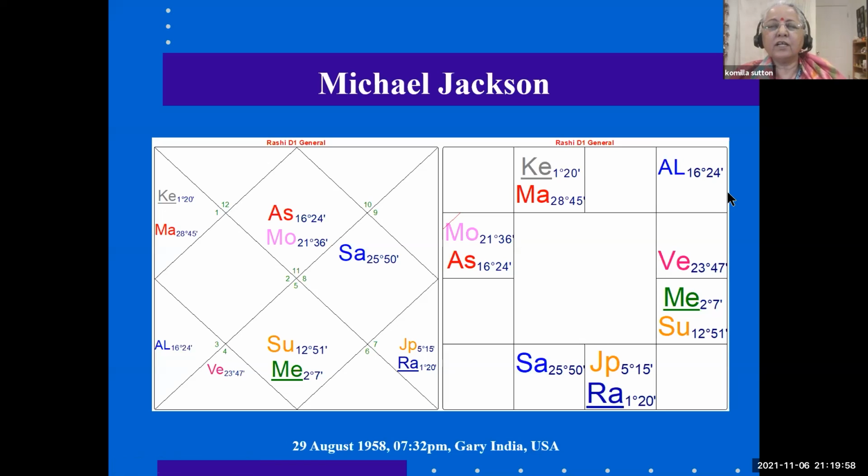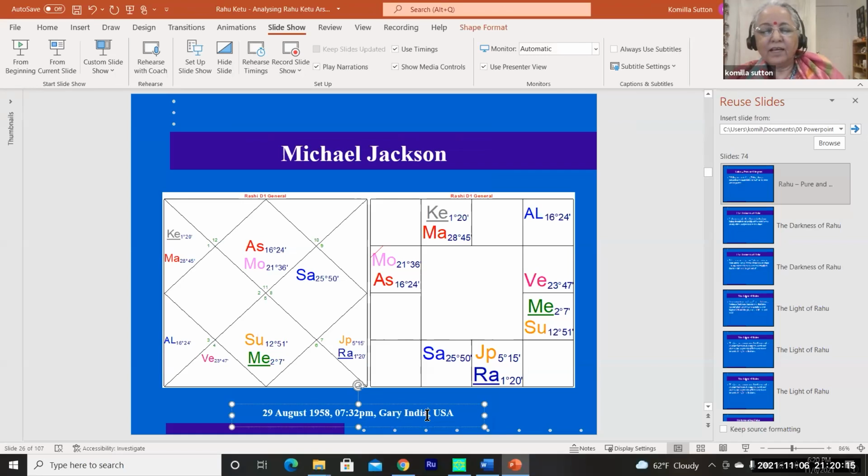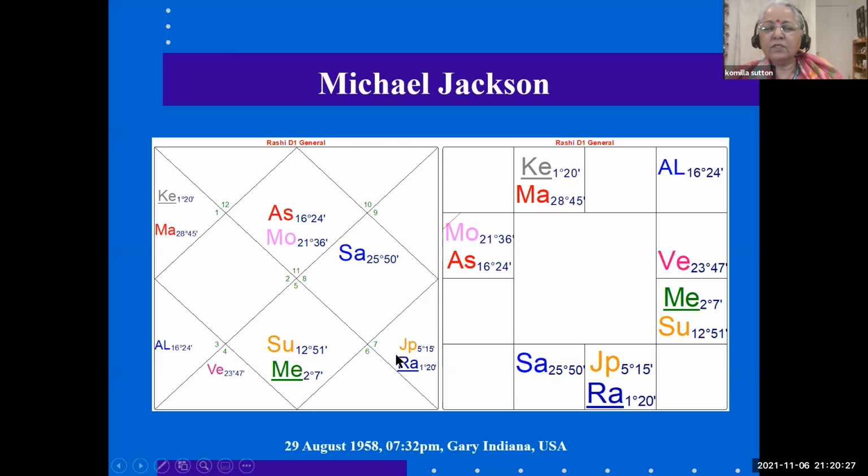And here we have the chart of Michael Jackson. His birth date is here, 29th August 1958, 7:32 p.m. in Gary, Indiana, not India. Gary, Indiana. I never noticed. So the thing with Michael Jackson is that you can see the ninth house here. Rahu is there. He's got Rahu and Jupiter, the Guru Chandala Yoga as well. And Rahu in the ninth house, in the Marana Karakasthana.